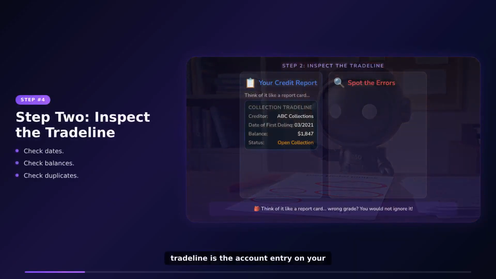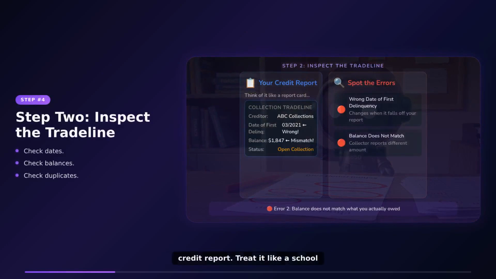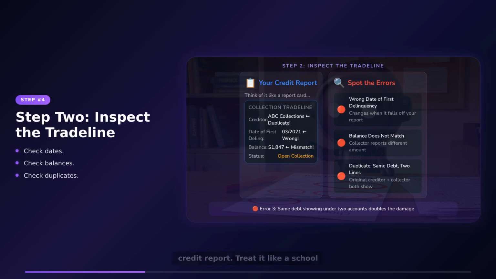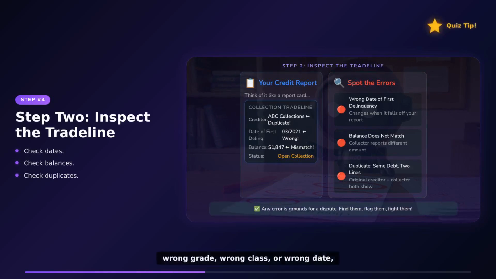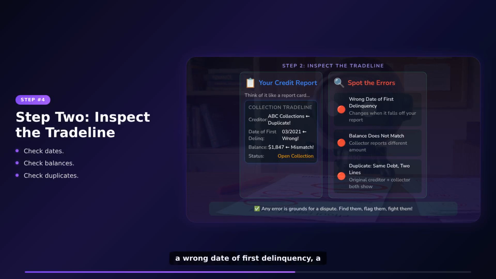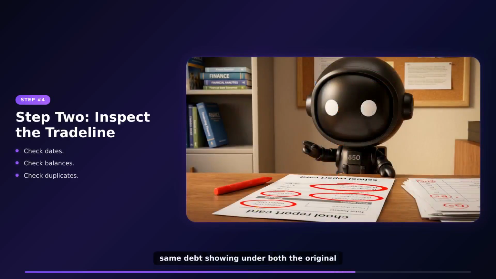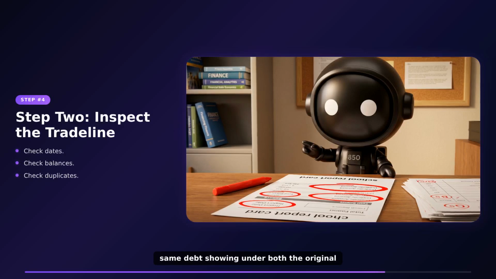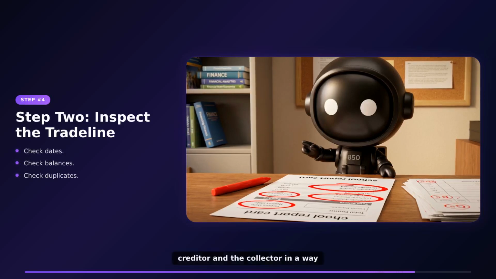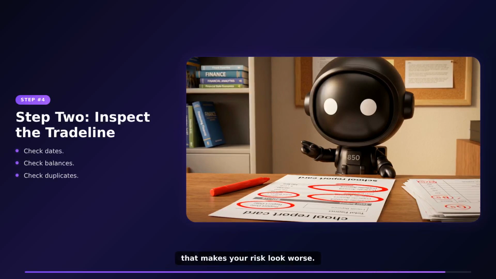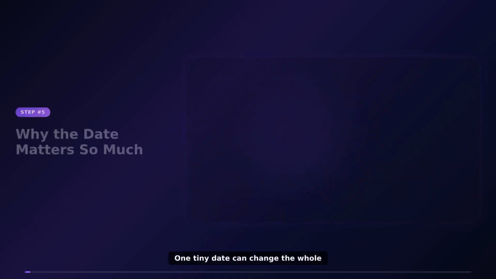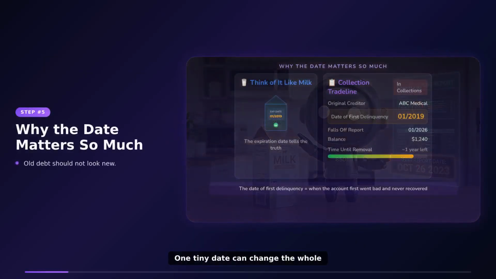Next, look at the collection trade line. A trade line is the account entry on your credit report. Treat it like a school report card. If the teacher marked the wrong grade, wrong class, or wrong date, you would not ignore it. Watch for a wrong date of first delinquency, a balance that does not match, or the same debt showing under both the original creditor and the collector in a way that makes your risk look worse. One tiny date can change the whole story.